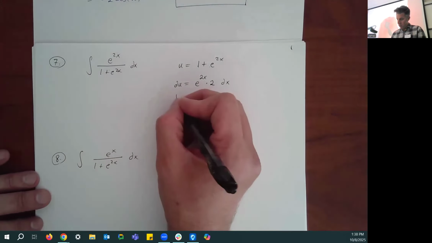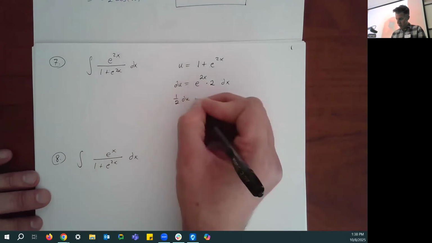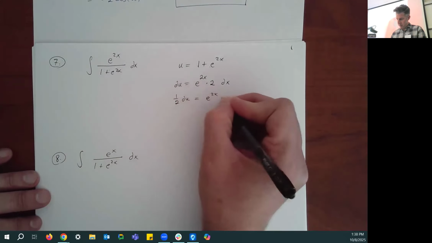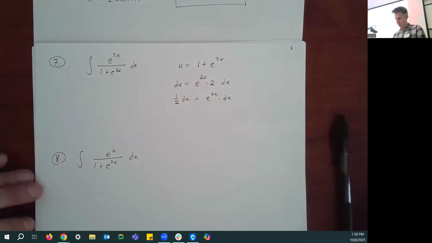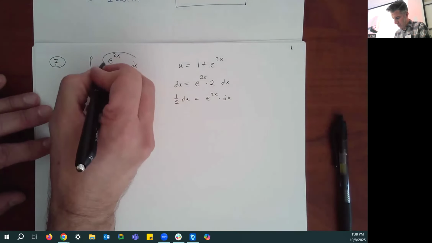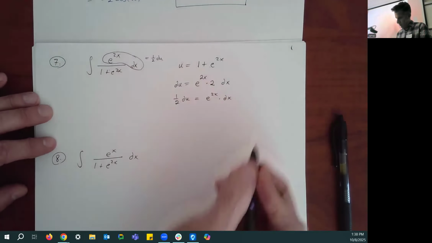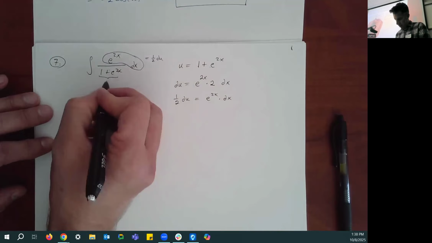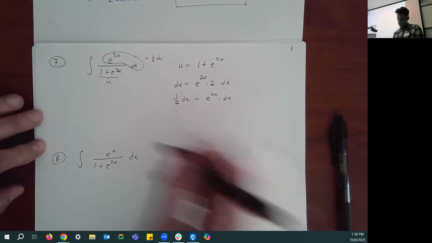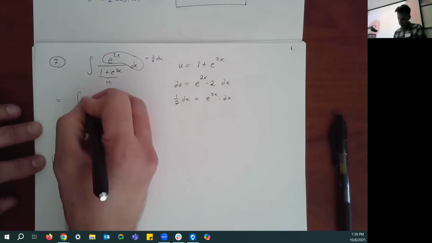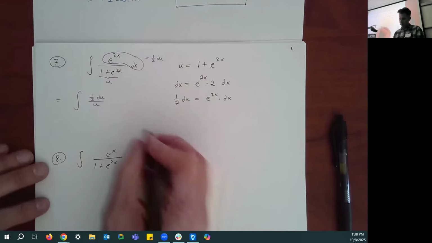So we have 1/2 du equals e to the 2x times dx. And then we can rewrite this. That part there is going to be our 1/2 du. This part down here is going to be our u. So we're going to rewrite this as the integral of 1/2 du over u. I probably should put the 1/2 out in front.